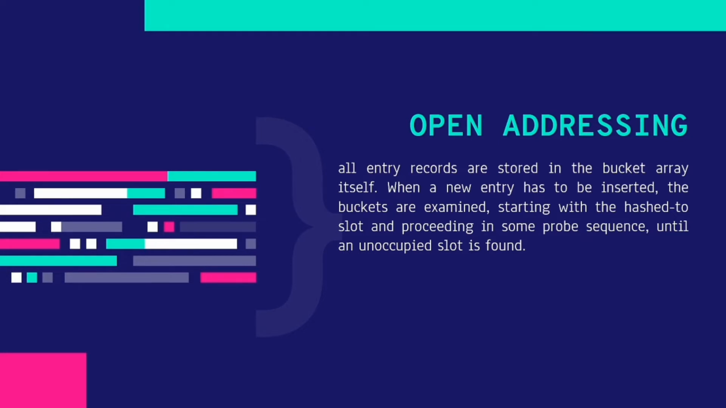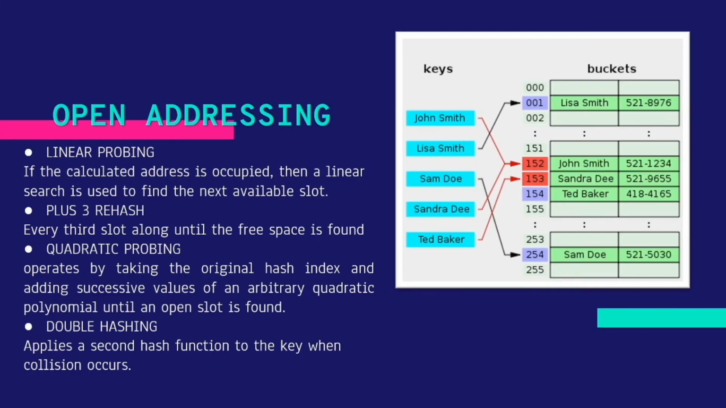In open addressing, all entry records are stored in the bucket array itself. When a new entry has to be inserted, the buckets are examined, starting with the hashed-to slot and proceeding in some probe sequence until an unoccupied slot is found. Open addressing can use a variety of techniques to decide where to place an item that doesn't go where it should. This particular open addressing technique is called linear probing. If the calculated address is occupied, then a linear search is used to find the next available slot.